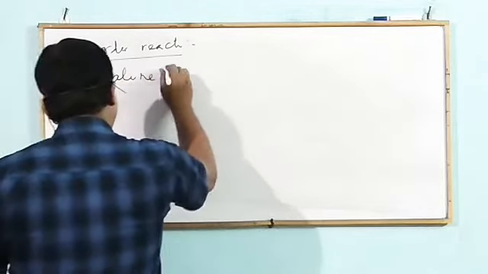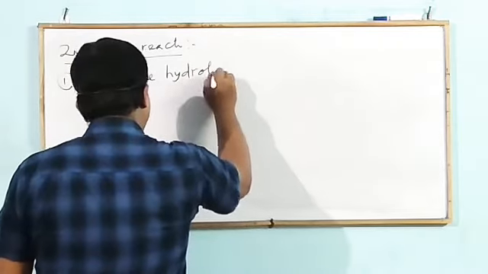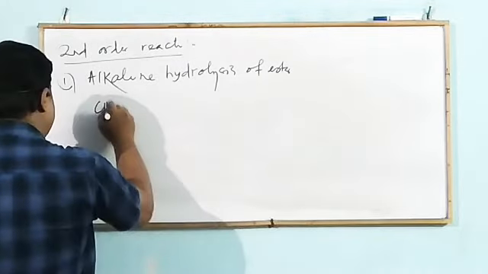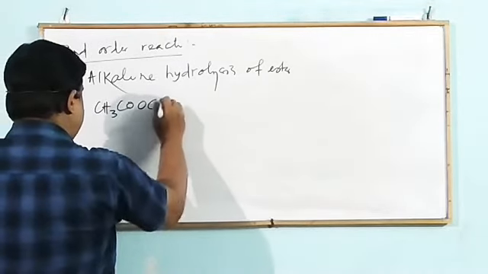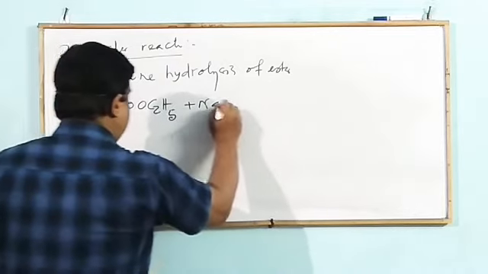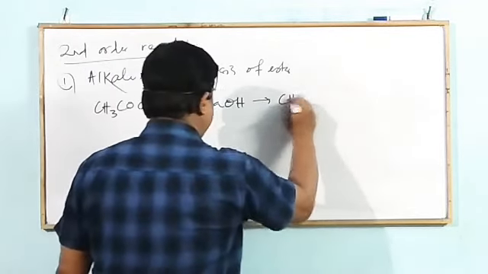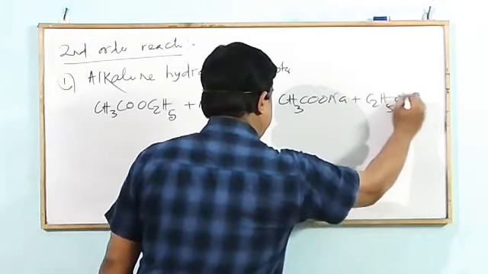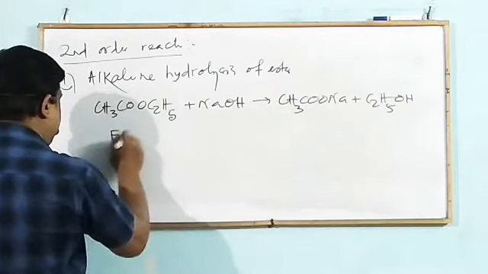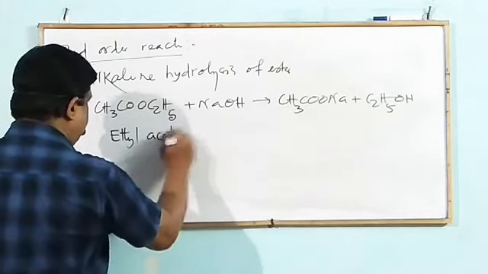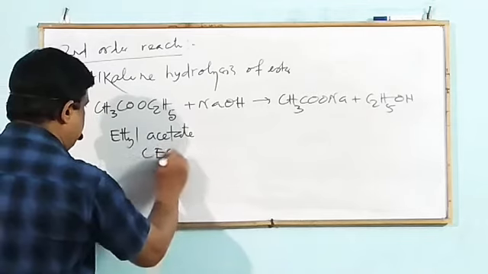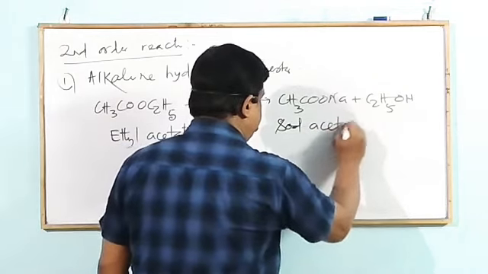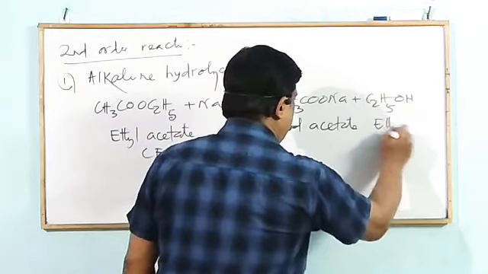There is alkaline hydrolysis of ester. That is CH3COO-C2H5 plus NaOH give rise to CH3COO-Na plus C2H5OH. It is known as ethyl acetate, that is ester. It is sodium acetate. It is ethyl alcohol.